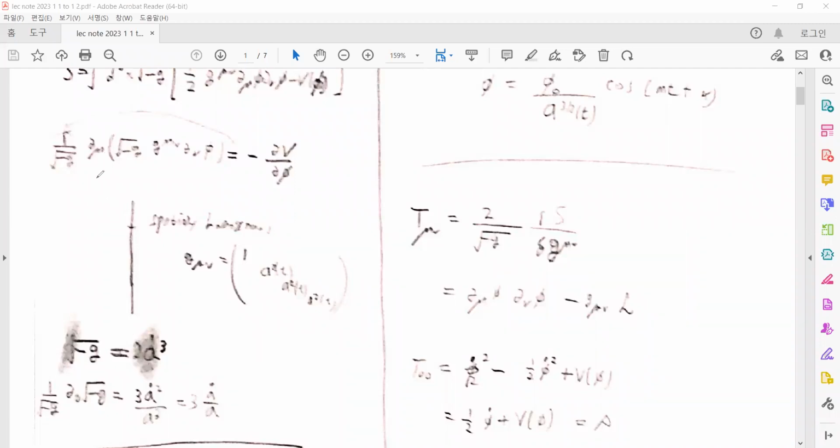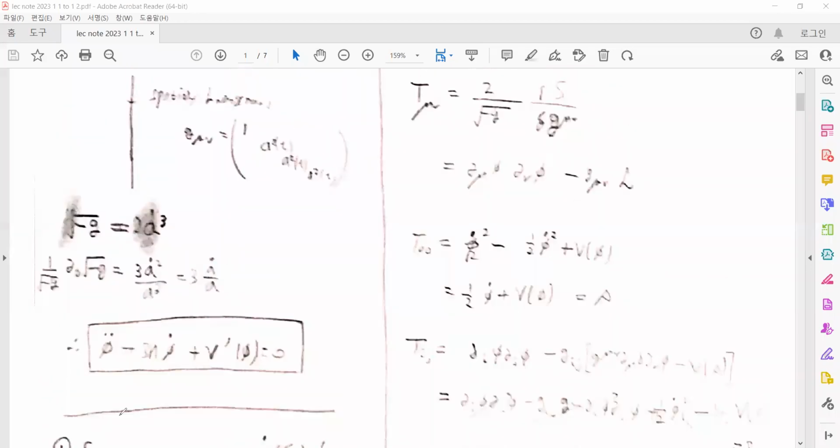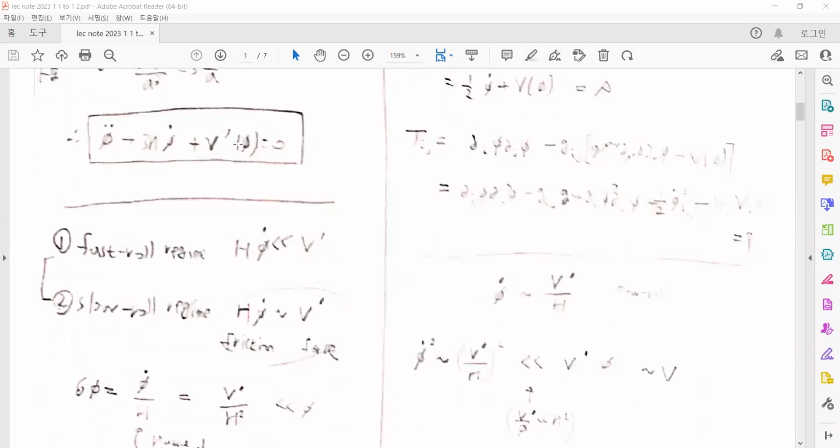Only the time derivative remains, partial zero, because of the homogeneity. The partial zero of the determinant of the matrix gives three a dot over a, and a dot over a is defined as the Hubble parameter. So the equation of motion for the scalar field in an expanding universe is given as phi double dot plus 3 H phi dot plus the first derivative of the potential.